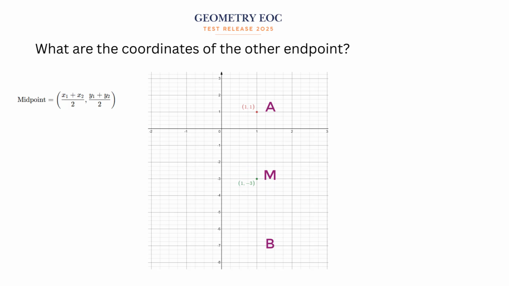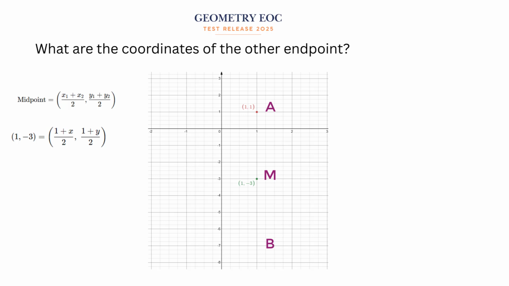So the equation becomes, on the left side, we have the midpoint, (1, -3). On the right side, we have the formula. Add the x's and divide by 2. Add the y's and divide by 2. So this is really saying, when I average the two endpoints, I get (1, -3).